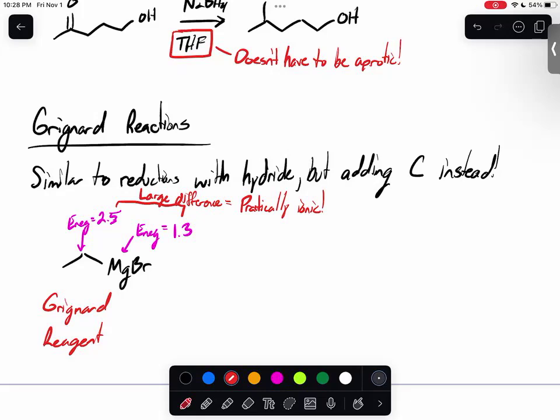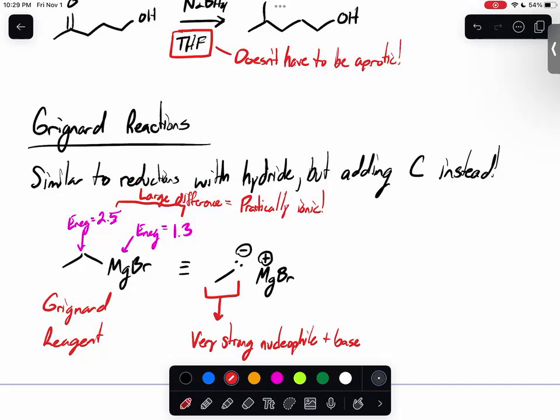Okay. And so what this actually looks like if we were to draw this as a more representative representation, it would be a carbon with a negative charge that's chilling out with this magnesium bromide that has a positive charge. All right. And looking at a carbon with a negative charge, you may be able to tell right away that this is a very strong nucleophile and base. The thing is, though, it's both of those things. Where it's the most nucleophilic is towards carbonyls.